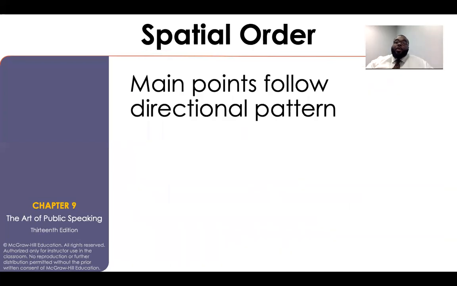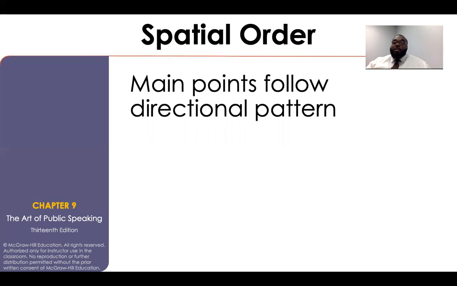A secondary organizational pattern is spatial order, and spatial order follows a pattern of direction, location, proximity. So when I learned the planets, I learned them in order from the closest to the sun to the farthest from the sun. So this was an example of spatial organizational pattern because it follows a direction. It's based on the location of the main points.